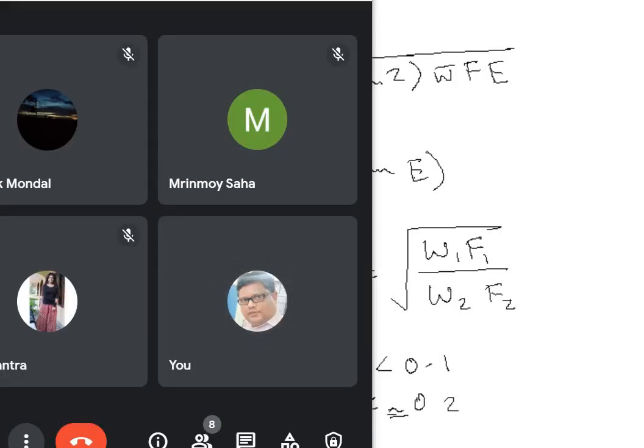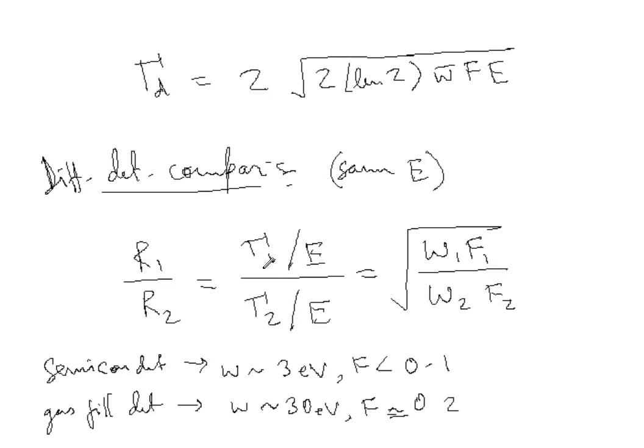So as I was saying, this is the reason why the energy resolution of a semiconductor detector, having the smaller values, has better energy resolution than a gas filled detector. Now let me talk about the next topic, which is the effect of electronic noise.